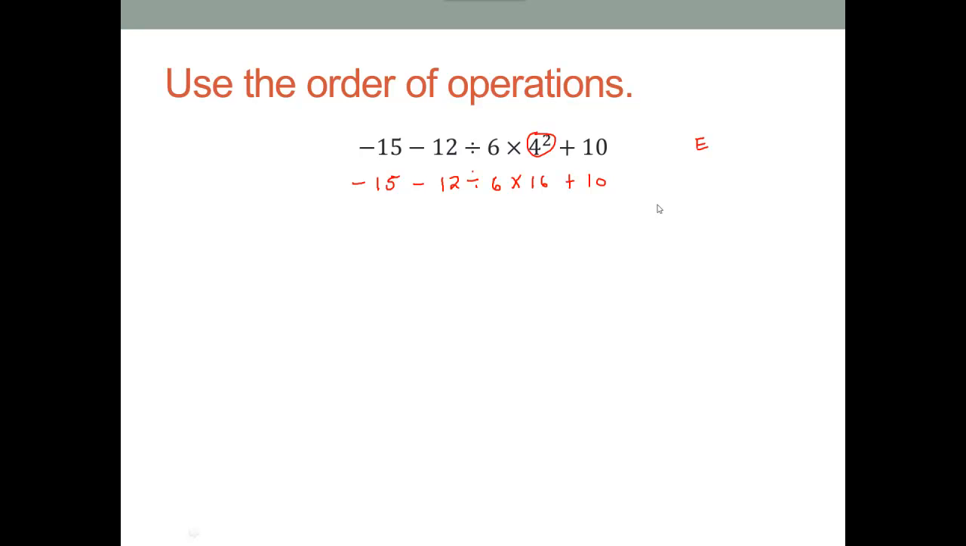I'm done with exponents, so I'm looking for multiplication and division. And in this particular problem, we have both multiplication and division. So you perform the operation that comes first as you go from left to right in the problem, which in this case is division. So I'm going to divide those two numbers first. And that negative 12 divided by 6, which gives me a negative 2, or just minus 2.